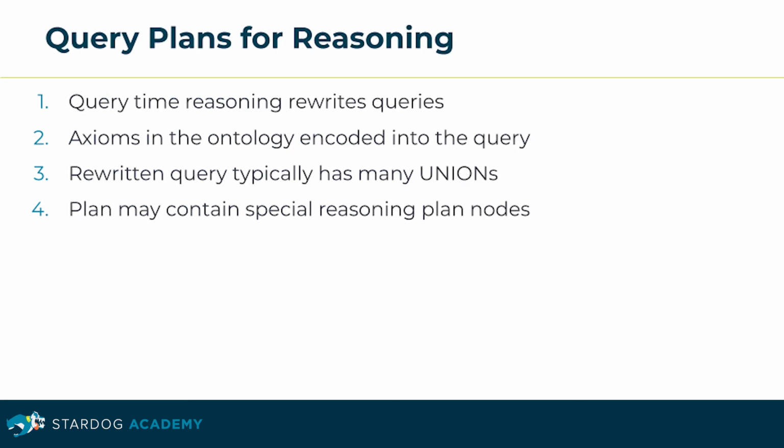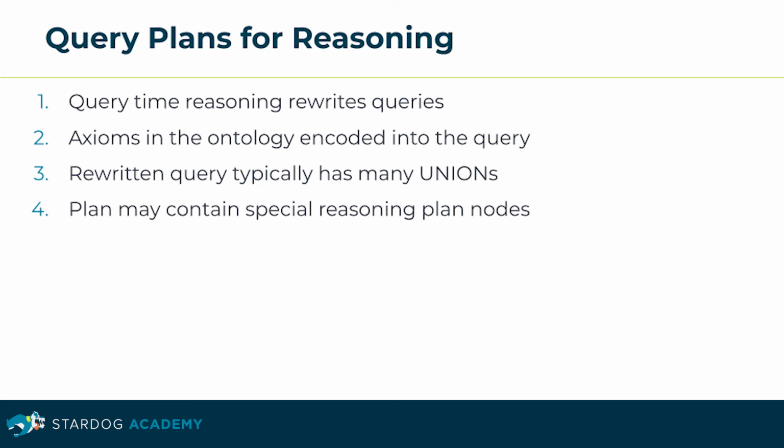Now, when reasoning is turned on, query plans will be different. The reasoning feature introduces query time reasoning rewrites for queries, meaning that the axioms from the ontology will be encoded into the query as rewriting the query. Typically, this is going to introduce many unions. For example, if we have a parent class with multiple subclasses and we're going to use reasoning to pull back all of the subclasses, then we would expect things like having a query rewritten with many unions. Additionally, the query plan may contain special reasoning plan nodes that we have not yet discussed. So let's take a look at those.